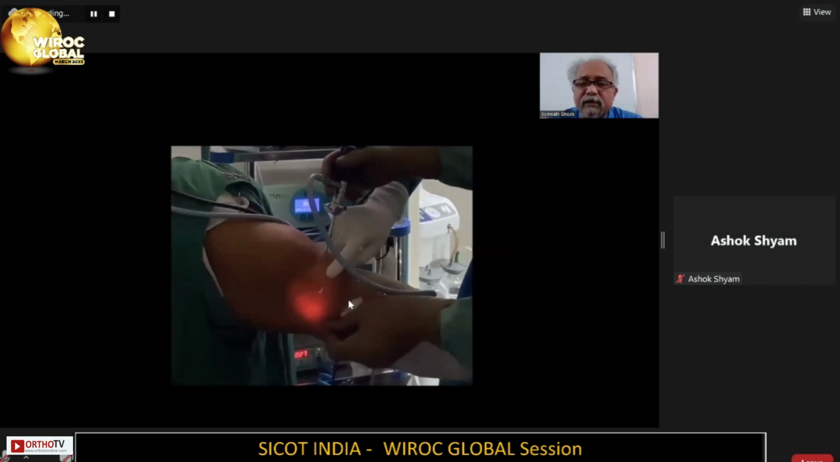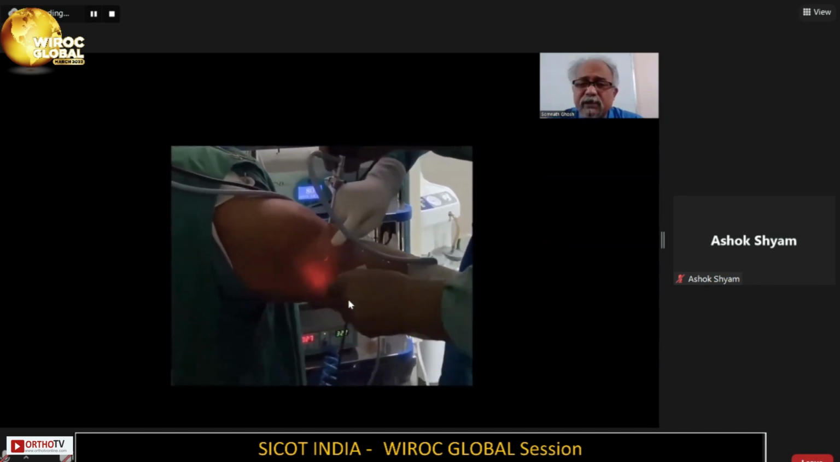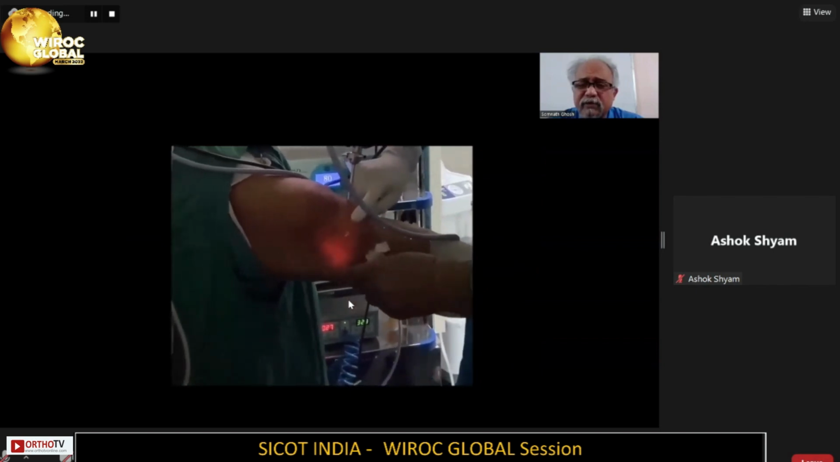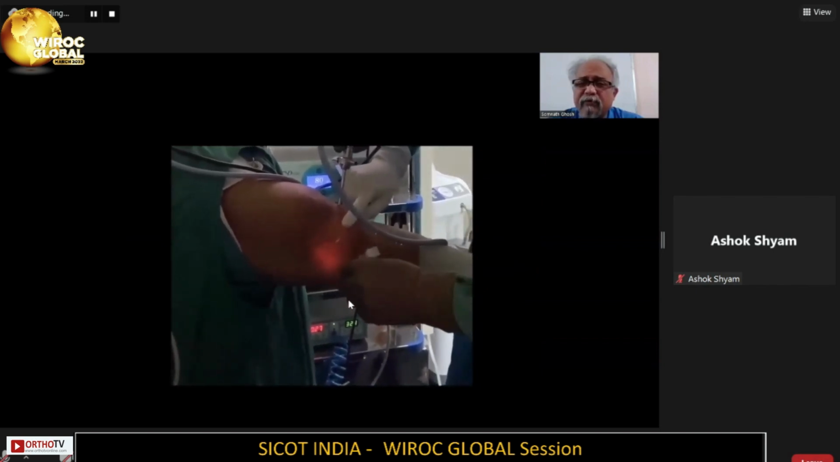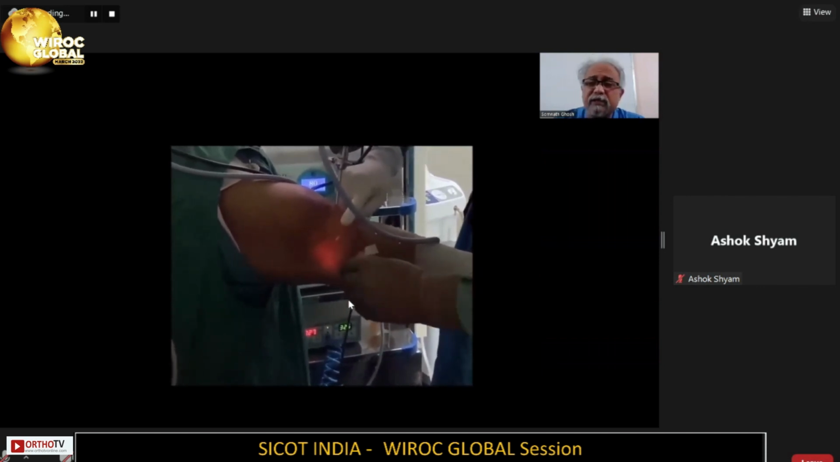And this is the pie crusting technique, where we can do 7-8 punctures of the MCL, putting the valgus stress, so that we release the medial compartment and we can work on the medial side, because sometimes in the degenerative, the medial side is really tight.